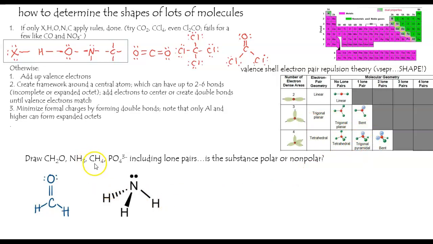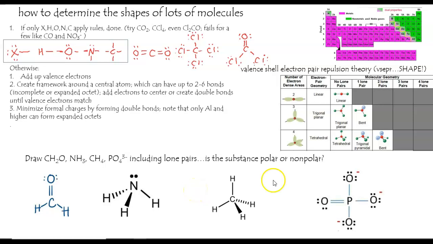Try it for CH4. Draw your carbon. We should be able to do that fast, right? So draw your carbon with its four lines. Attach your four hydrogens. And what would be the shape? That's right, tetrahedral. Last one is going to be a phosphate here, and I'll show you what the shape of that one is.